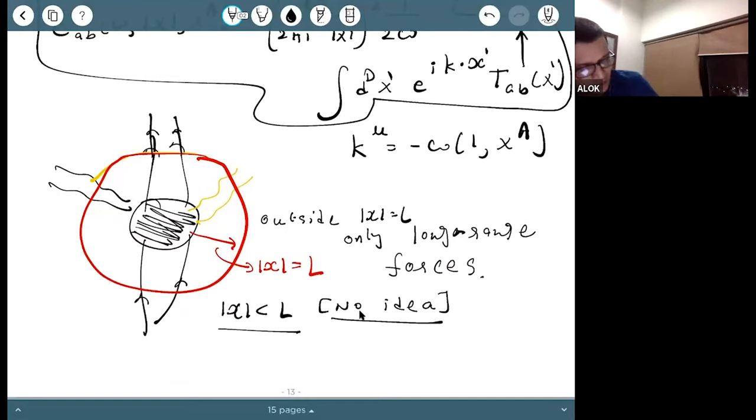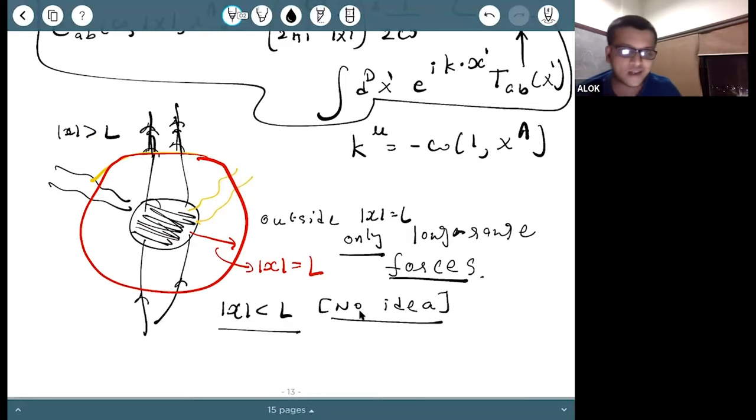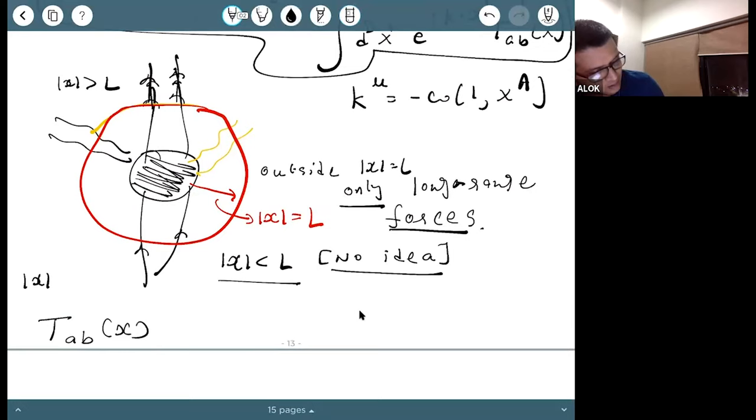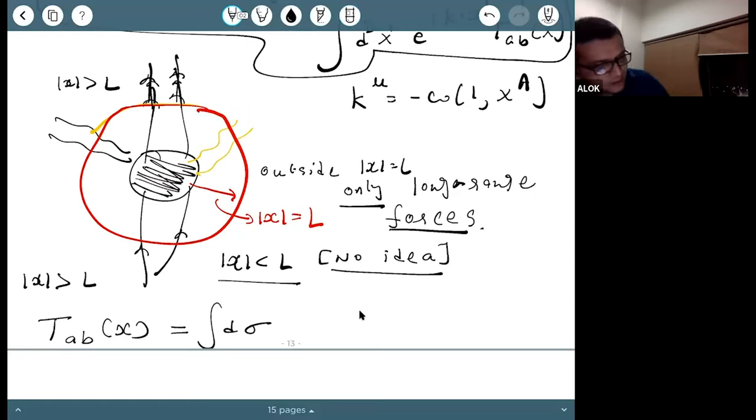So now we have to say, okay, if there are only long range forces outside the sphere of radius L, then can I say something about the trajectories of the particle at mod x greater than L? I obviously cannot say anything for mod x less than L. So to begin with, at zeroth order, because they can be composite objects, let me just write T^{ab}(x), where x is of mod x greater than L. It's just going to be p^a p^b delta function of sigma.